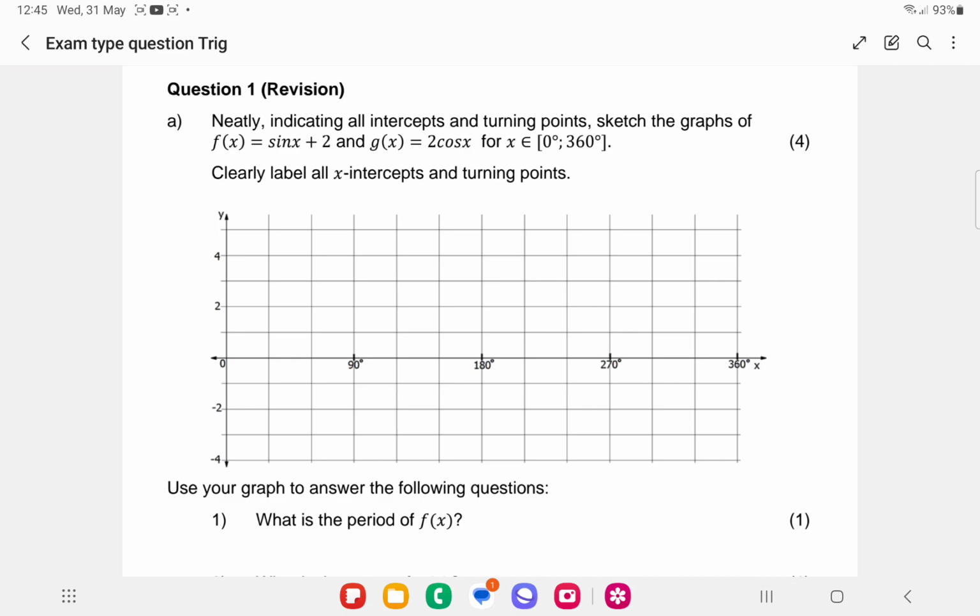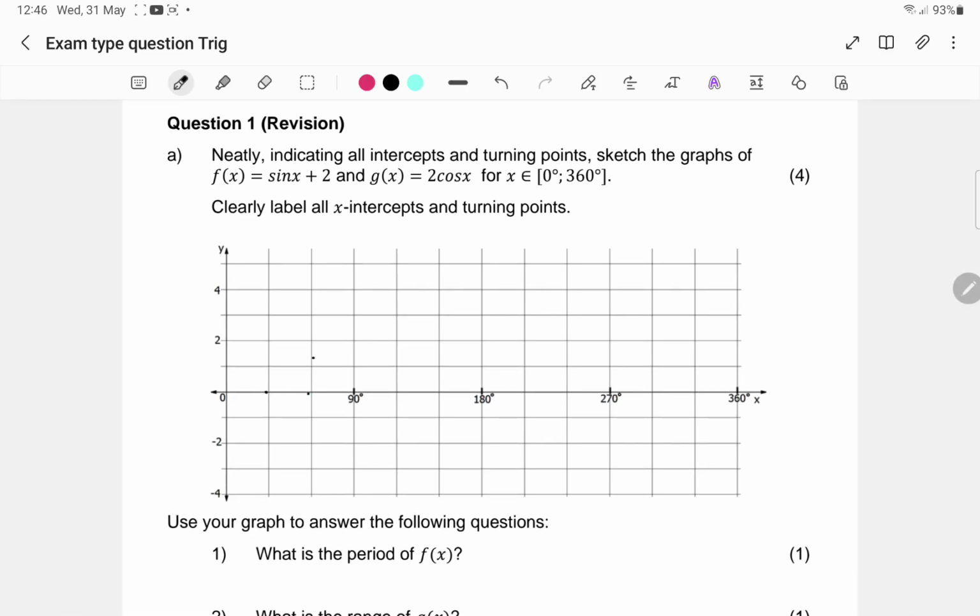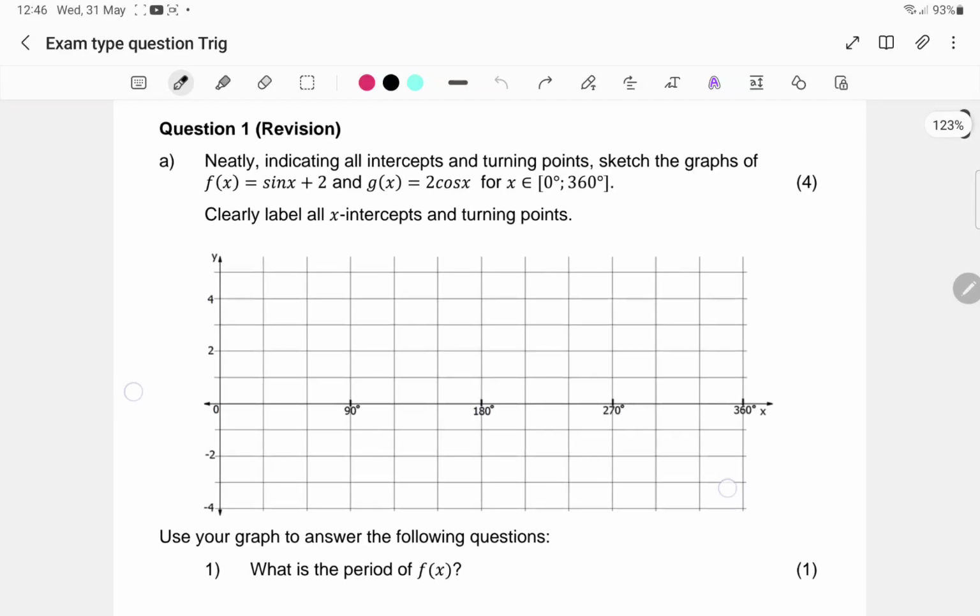It says, neatly indicating all intercepts and turning points, sketch the graphs of f of x is equal to sine x plus 2 and g of x is equal to 2 cos x for x an element of 0 to 360. So starting point at 0, end at 360, and I'm going to do it in increments or steps of 30 degrees. I'm going to quickly plot it down, and then we're going to look at the questions to follow.